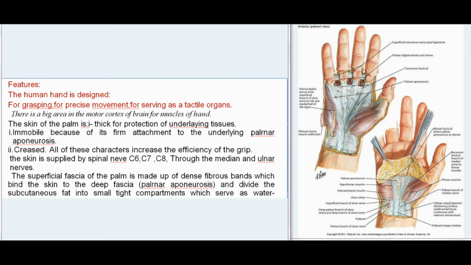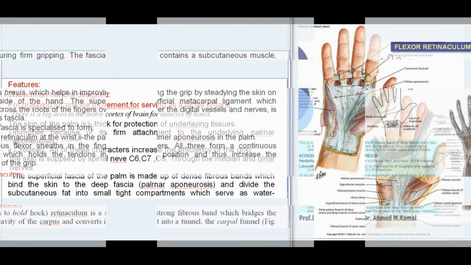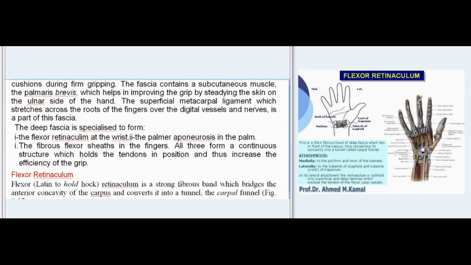The superficial fascia of the palm is made up of dense fibrous bands which bind the skin to the deep fascia, the palmar aponeurosis, and divide the subcutaneous fat into small tight compartments which serve as water cushions during firm gripping. The fascia contains a subcutaneous muscle, the palmaris brevis, which helps in improving the grip by steadying the skin on the ulnar side of the hand.